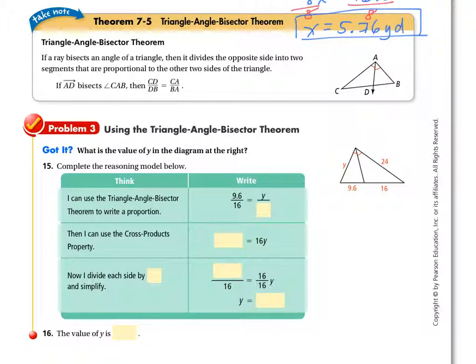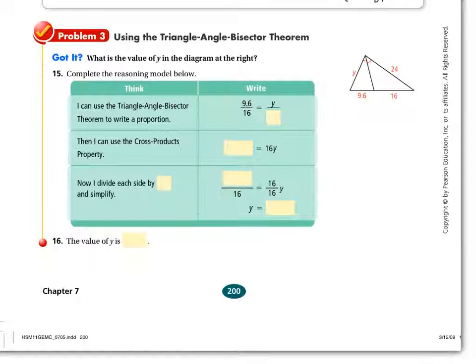Okay, so let's look at problem 3. As you can see, they don't have to tell you, but I have an angle bisector here. And it's bisecting this side, and as you notice, the side's not equal. There are several different proportions we could set up. So I'm going to set up a couple of them.